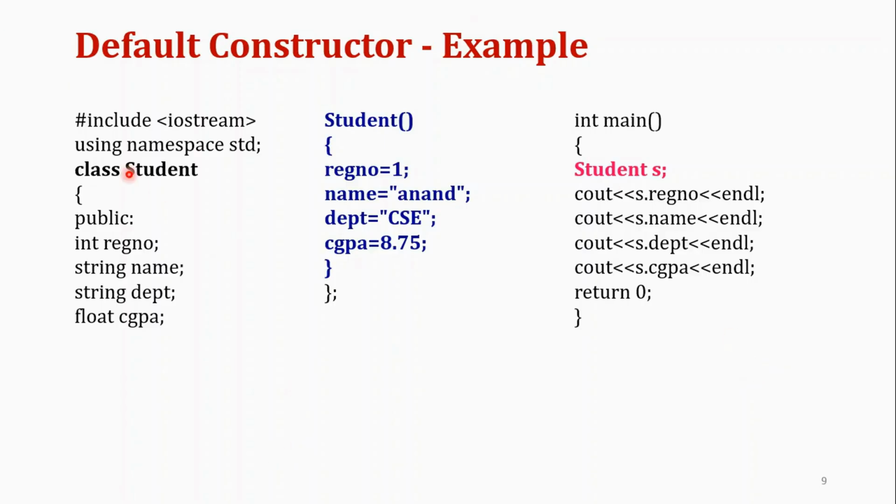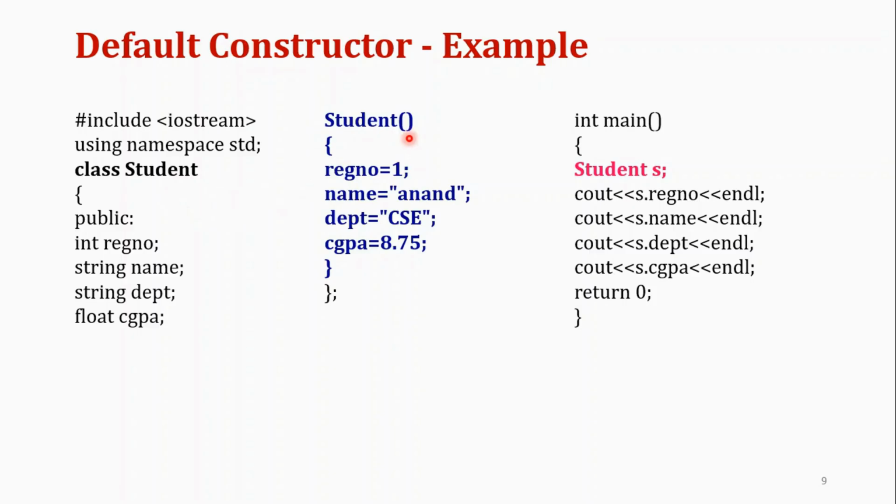Let us see the example. The class name is Student, and these are the attributes: register number, name, department, and CGPA. The function has the same name as the class name with no return type, hence it is a constructor, and it has no parameters.